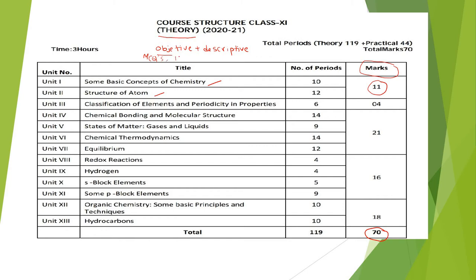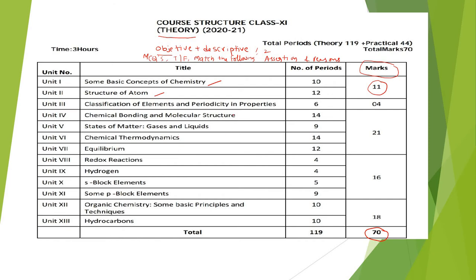or you may get true or false, or you may get match the following. Or sometimes you may get assertion and reason also. These are actually objective: MCQs, true or false, match the following, assertion and reason. And descriptive carries single sentence questions, 1 mark or 2 marks, like the single sentence questions will be under descriptive.